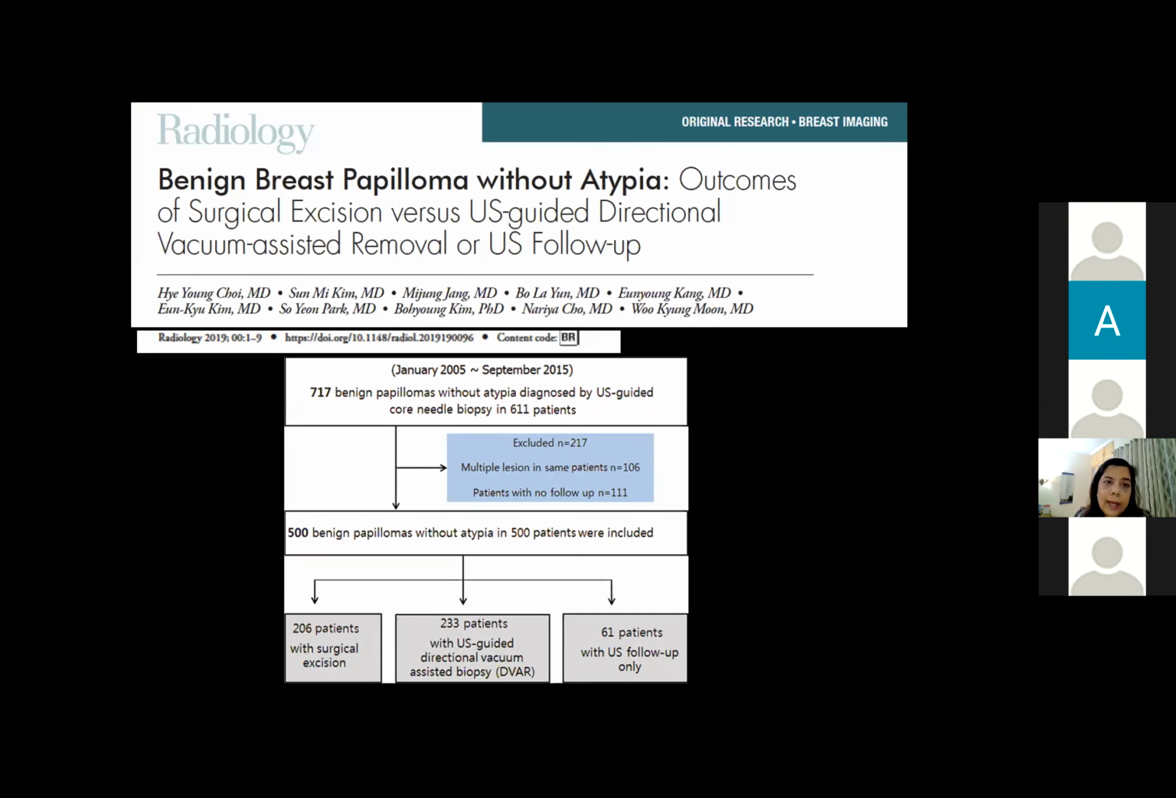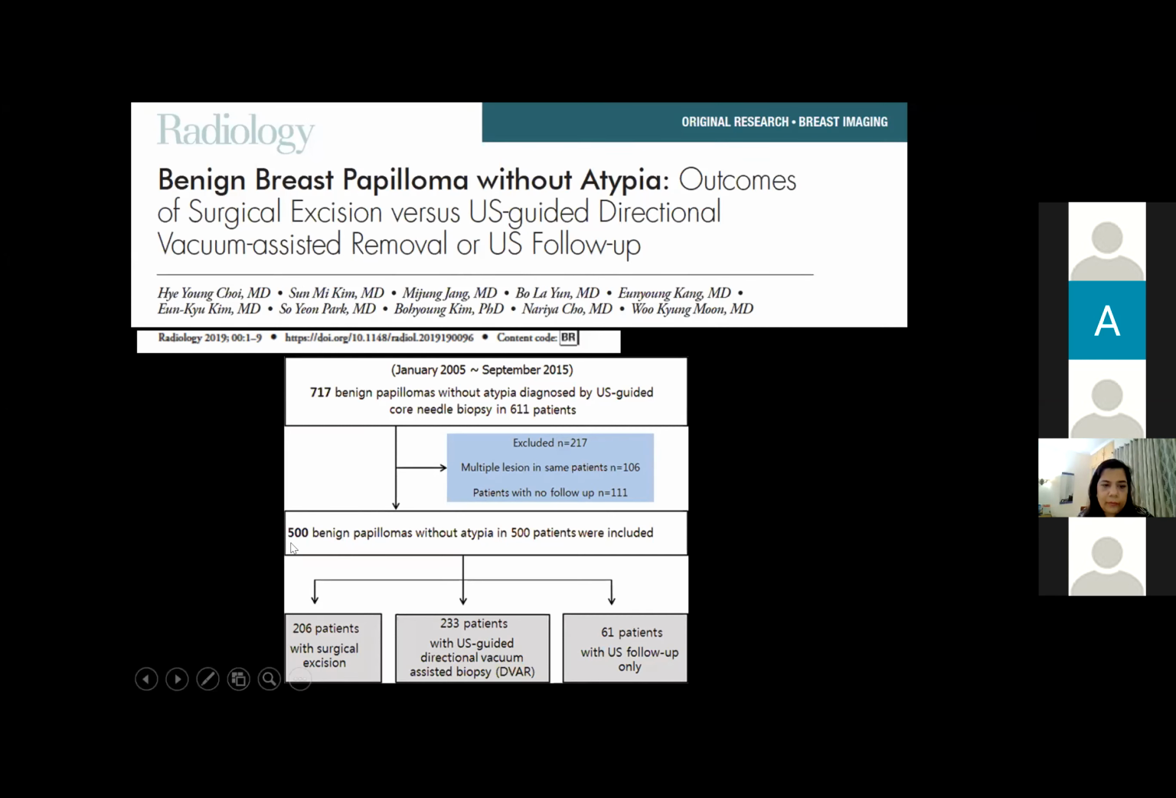So I thought whether this same thing is being taken up in the literature, and I came across this very nice article from a Korean group, published in Radiology last year in September. They exactly targeted the benign breast papillomas without atypia, and tried to compare the outcome of surgical excision versus ultrasound guided VAB. There was also a very small subset which they decided to just follow up, and did not do anything, neither removal with the VAB nor excision.